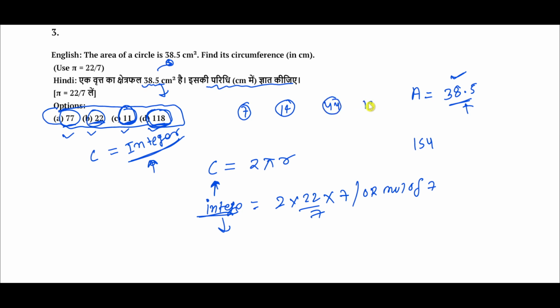My area is 154. You can easily calculate when you know the area formula is pi r square and diameter is 2r. So you can put here r equal to 7 and you can easily get these things. 7 radius, diameter 14, 44 is circumference and 154 is area. So by assumption my area in ratio is 154, but the question gives me the actual area, that is 38.5.